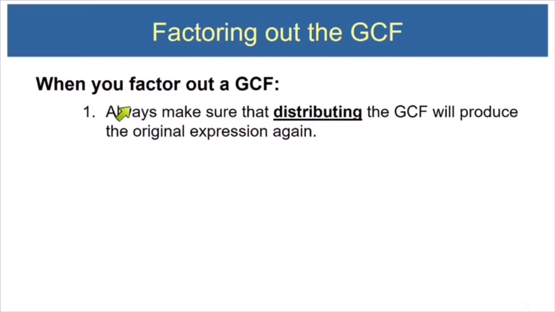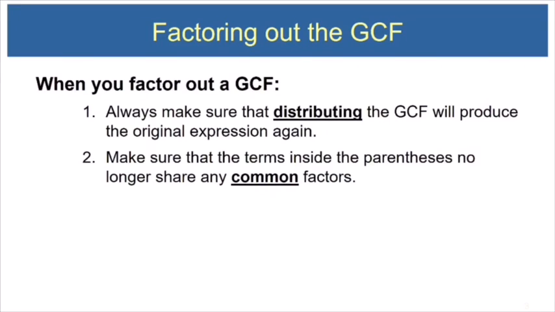Now, when you factor out a GCF, there are a couple of things you always have to be on the lookout for. First, always make sure that distributing the GCF back in there will produce the original expression again. And second, make sure that the terms inside the parentheses no longer share any common factors, because if they do still share a common factor, that means that whatever you factored out was not the greatest common factor. G stands for greatest, which means it's going to be the largest thing that we can factor out.